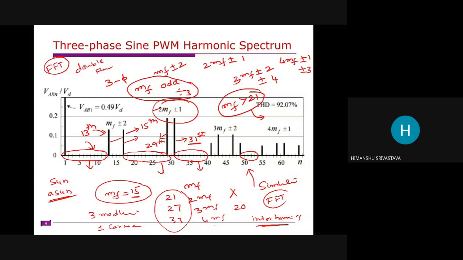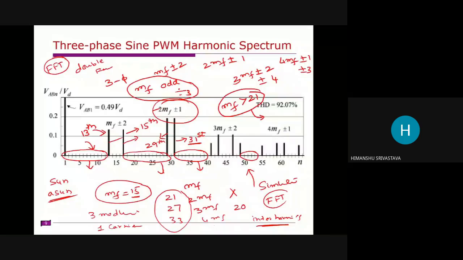Sir, it is a three phase. That's why you are saying that it is divisible by 3. For synchronous PWM, MF should be divisible by 3. This is because of the three-phase system.